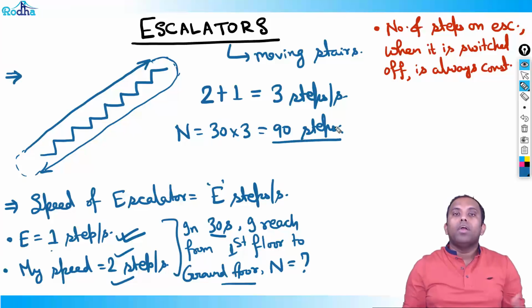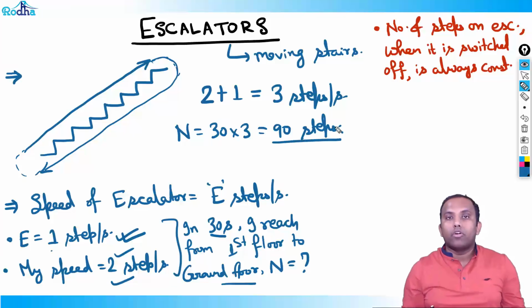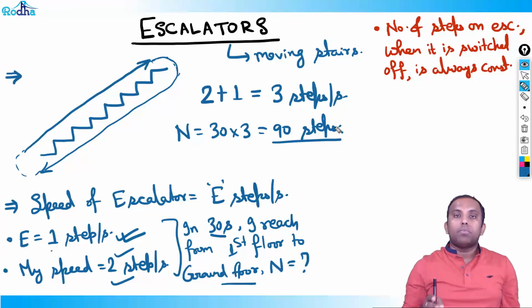When do we count the steps? When it is switched off. Otherwise we can't count the steps. We can count the steps only when the escalator is switched off. So n is 30 into 3, 90 steps. N is 90 steps. So the speed of the escalator is e steps per second, and e is equal to 1.